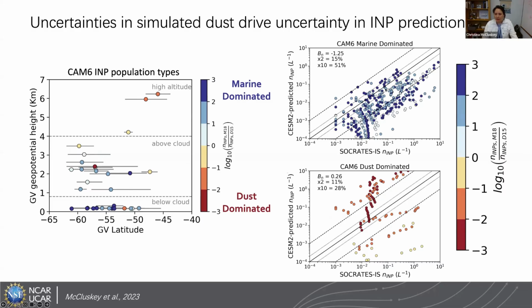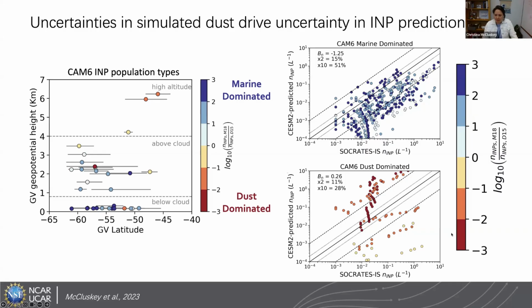When we look at the agreement between our predicted from the model and observed from SOCRATES, we see that we have a tighter cluster overall, an under prediction of INPs from the marine, but a tighter clustering of those data. Whereas when the model thinks that there's dust in the atmosphere, you see all that variability. So really the dust that's being transported over long distances is driving most of the uncertainty in our ability to predict INP in this particular field campaign.